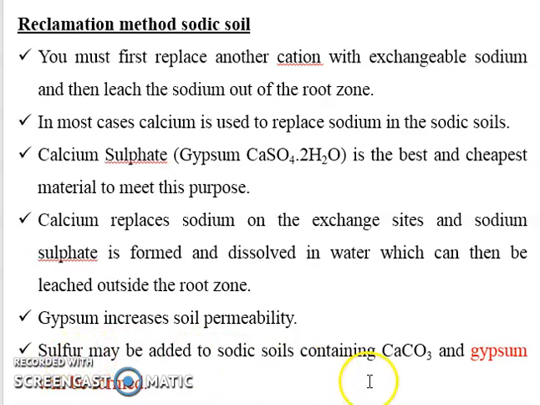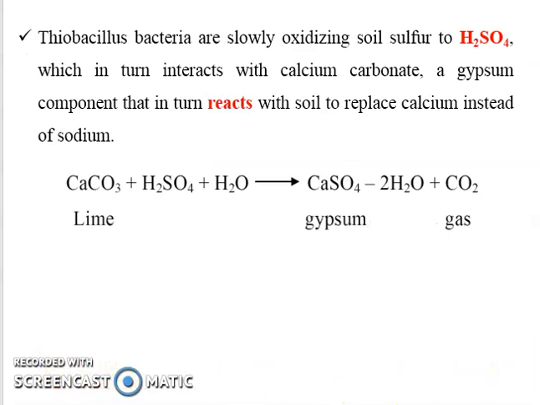You may add sulfur. Thiobacillus bacteria can oxidize sulfur to sulfuric acid, especially if you add sulfur in calcareous soil. The bacteria slowly oxidize the sulfur to sulfuric acid, and then the sulfuric acid can react with the calcium carbonate and produce gypsum as a source of calcium and solve the problem.